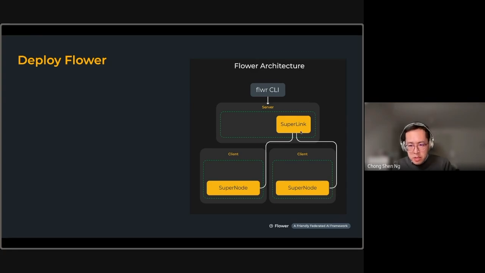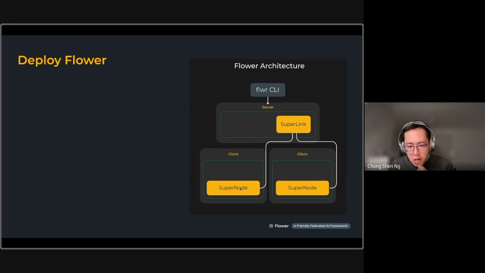Right? So within these dashed green boxes, there are a few Flower specific components. All right. In the server, you have what we call the superlink. The superlink is a long running process, and its main function is to receive instructions from the Flower CLI, and also to communicate with the supernodes, right? You push or pull messages from the supernode. The messages will contain the model parameters, some configurations, or some metrics.